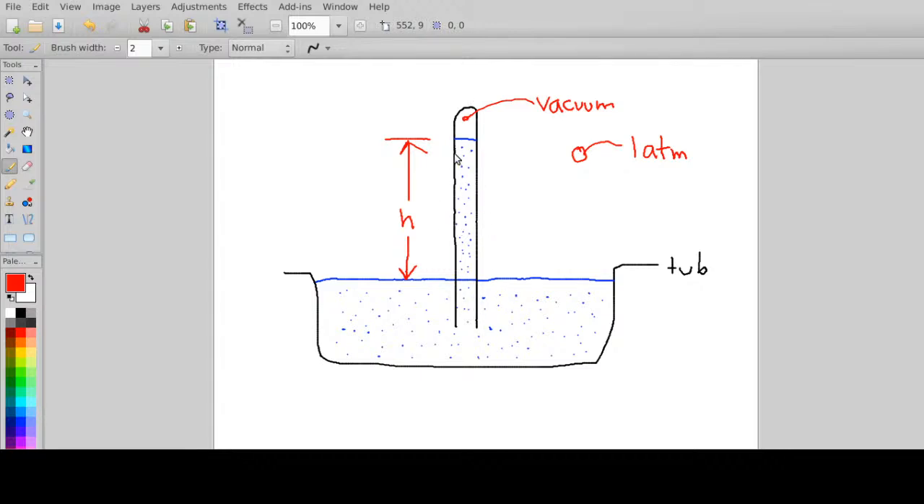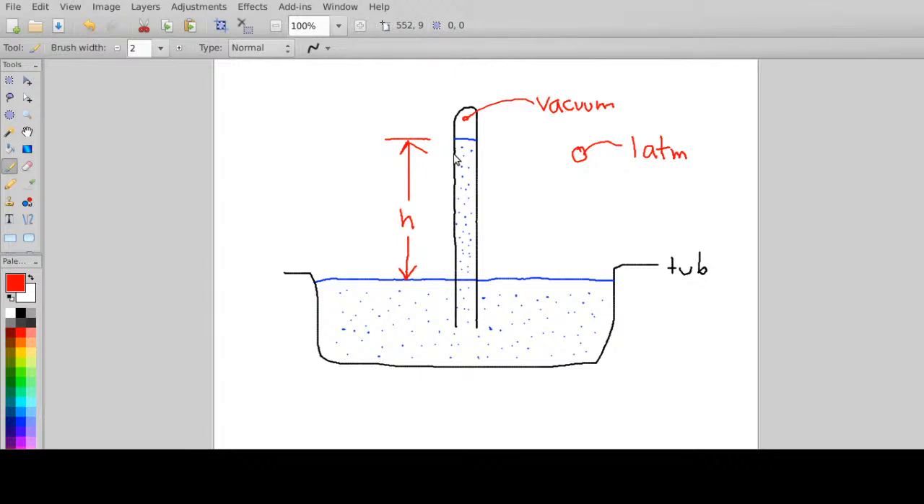But what if we had a straw which was over 30 feet high, more than 10 meters, 10.33 meters? You wouldn't be able to, no matter how hard you sucked on the straw, you wouldn't be able to draw the water up into it. And the reason is the best you could do, and we just can't even produce a vacuum.